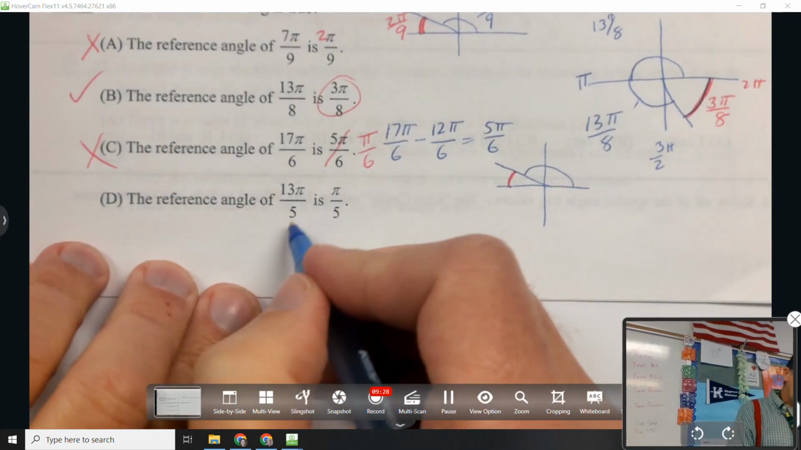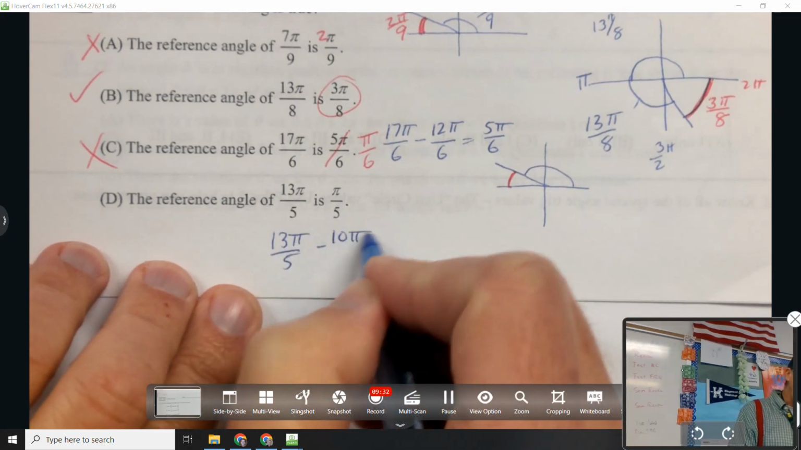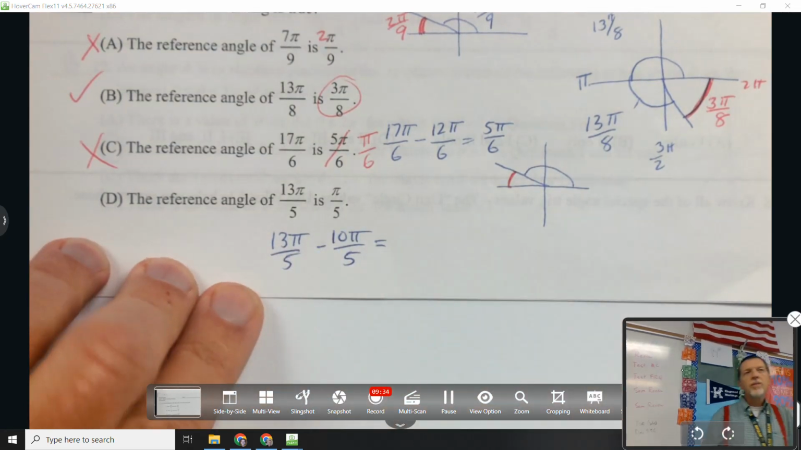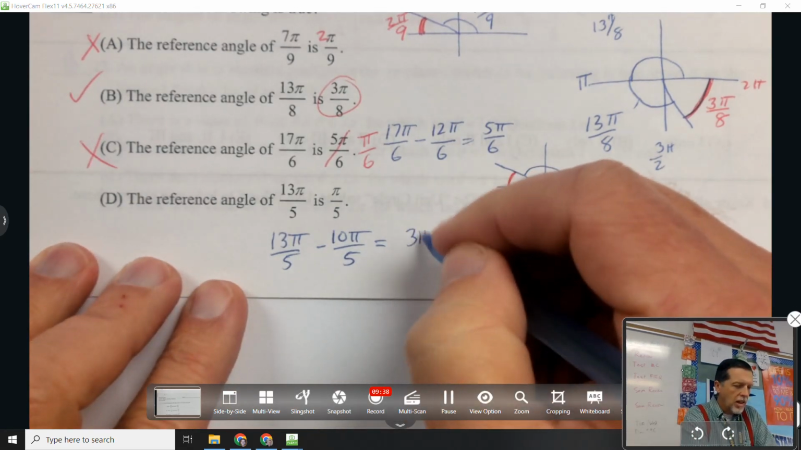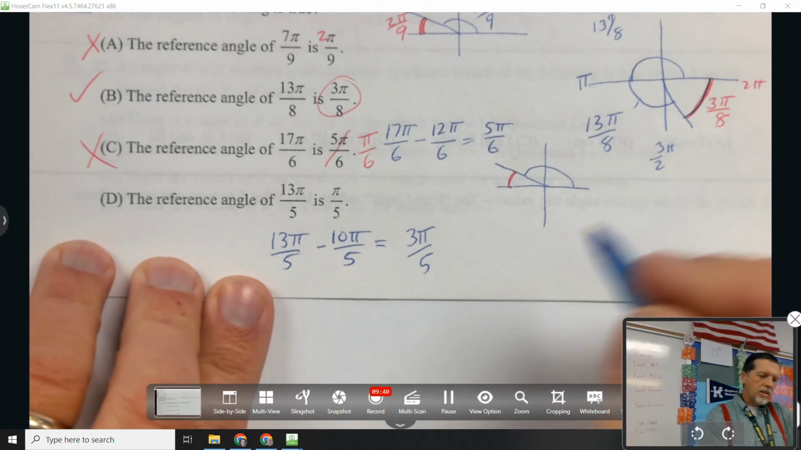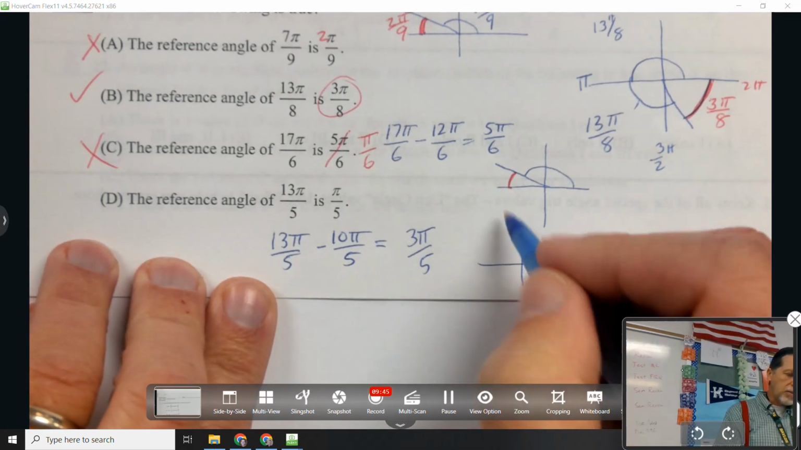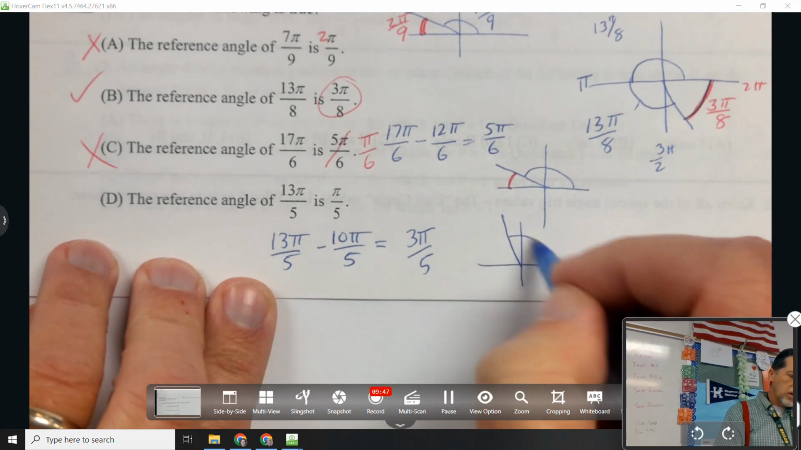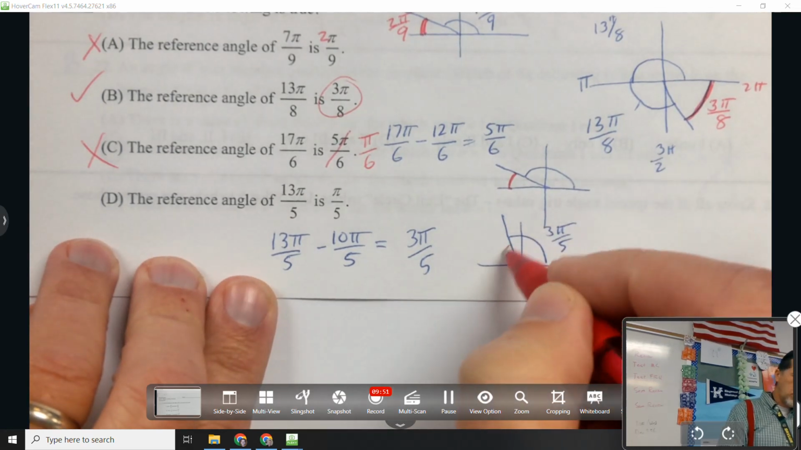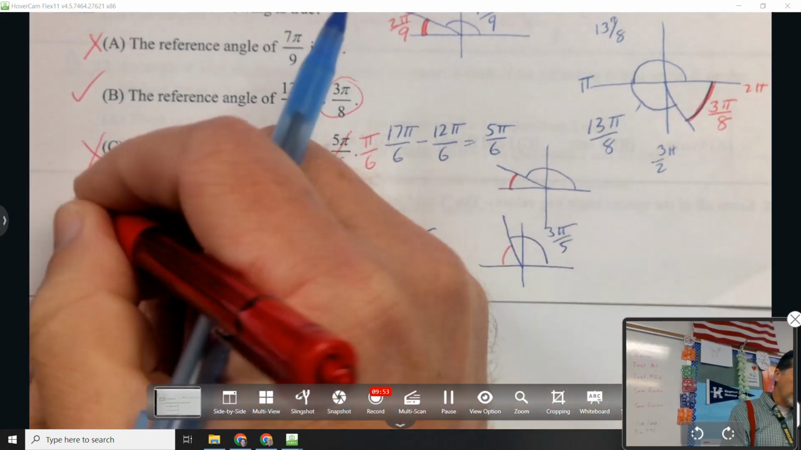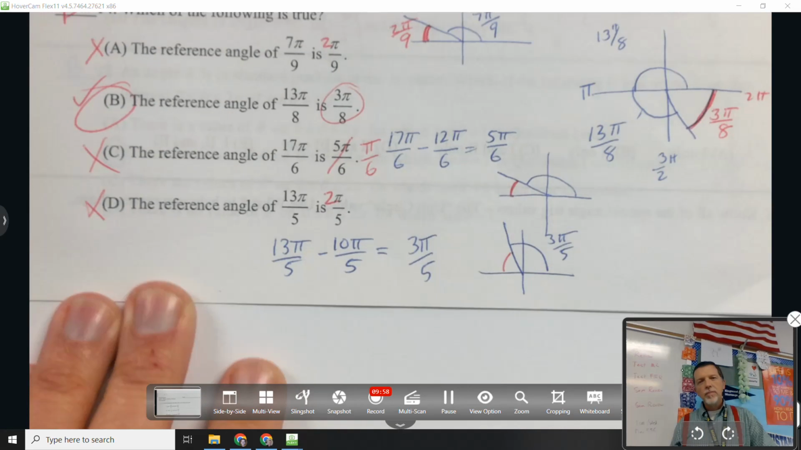And the last one, that's too big. I don't want to mess with that, so I will subtract 2 pi. Again, you can always add or subtract 2 pi and you'll land at the same spot. That's 3 pi over 5. That's more than pi over 2. In fact, we're 2/5 shy, so that should be 2 pi over 5. So B was right.